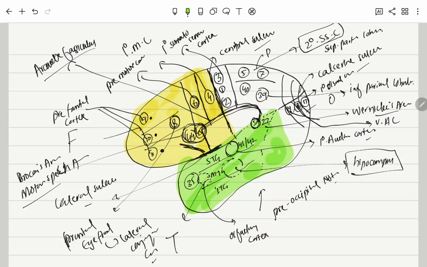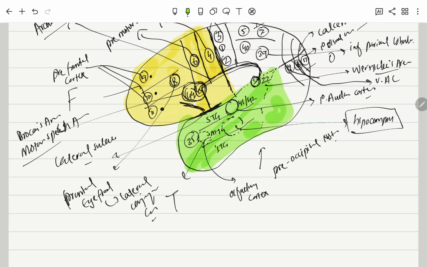On the medial aspect, we'll have the olfactory area, that is called the olfactory cortex, right? And another one is Brodmann area 22, that is also called Wernicke's area. So let me highlight these areas as well, right?